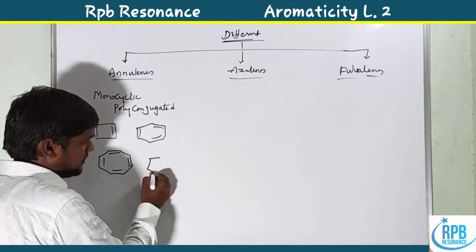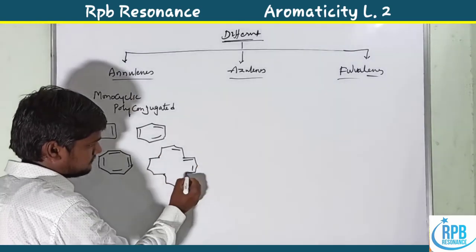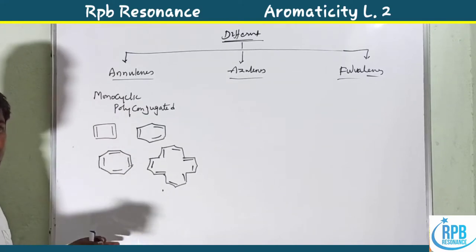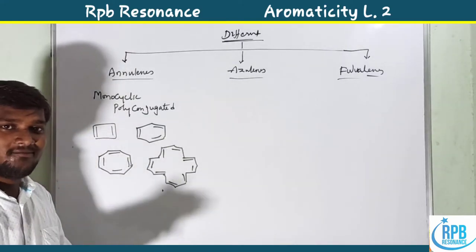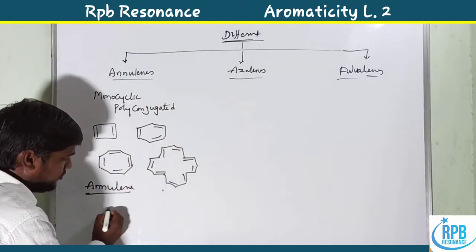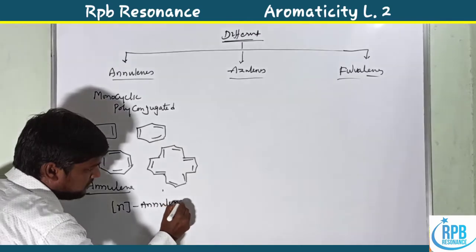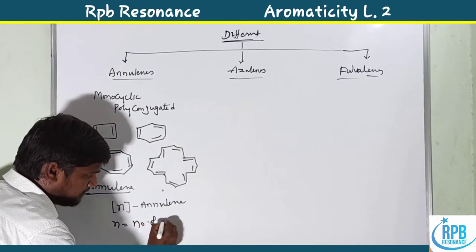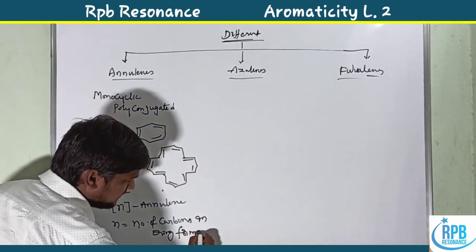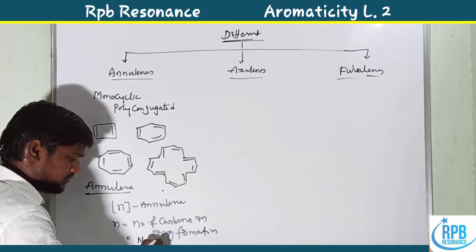In the case of these types of molecules, like 16-annulene, a monocyclic system having a larger number of double bonds, those kinds of molecules are called annulenes. Annulenes are simply represented as n-annulene, where n is equal to the number of carbons in the cyclic ring. That is nothing but the number of carbon atoms.